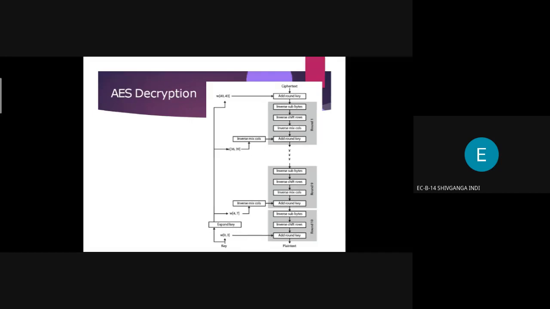So by using the AES decryption, we can convert the ciphertext information into the plain text. Simply, the AES decryption is the reverse process of the AES encryption technique.